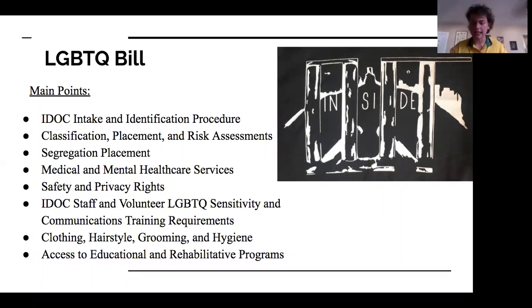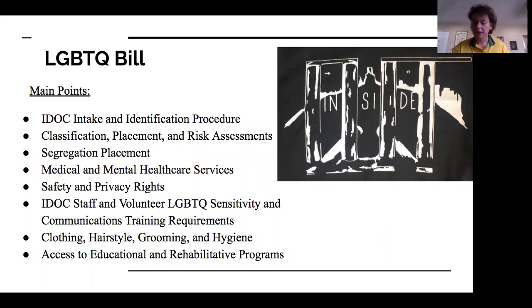The IDOC intake and identification procedure refers to informing IDOC of how to implement a system that assesses the risk of incoming people without discrimination or making assumptions about their preferences. Classification, placement, and risk assessments refers to informing IDOC and its staff on how to classify LGBTQ people and assess their risk based on medical staff evaluations so that the proper housing placement can be made. Segregation placement refers to eliminating solitary confinement as an acceptable housing option for LGBTQ people just because IDOC does not know where to house them.